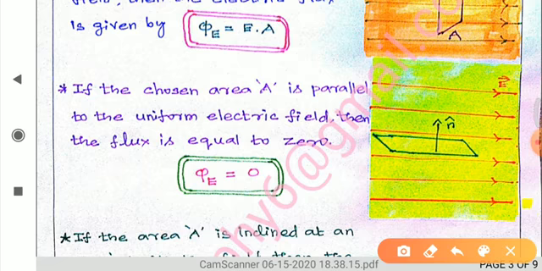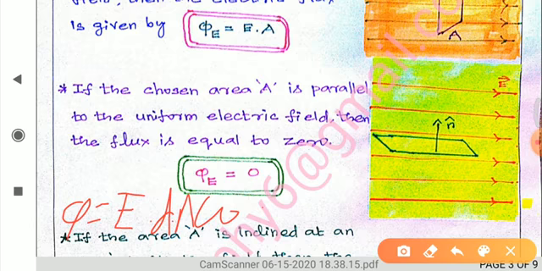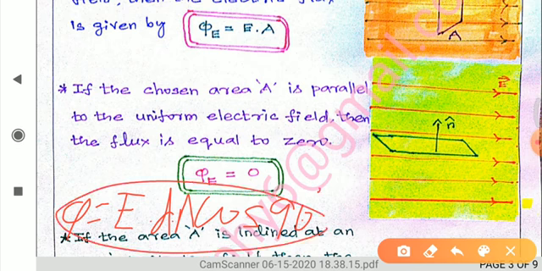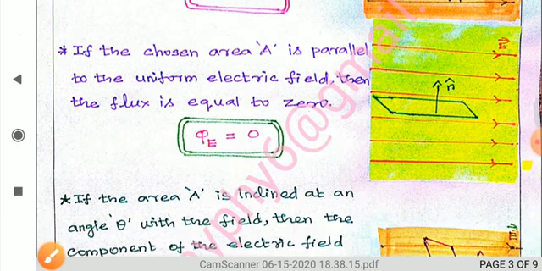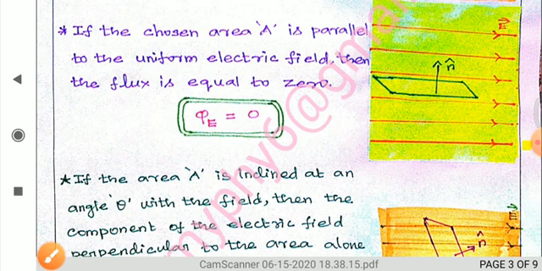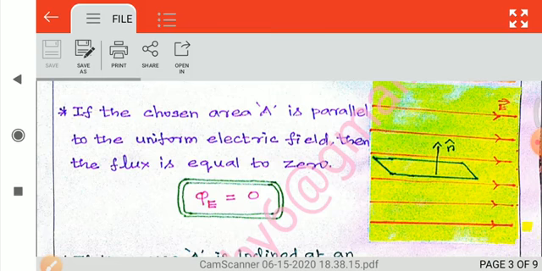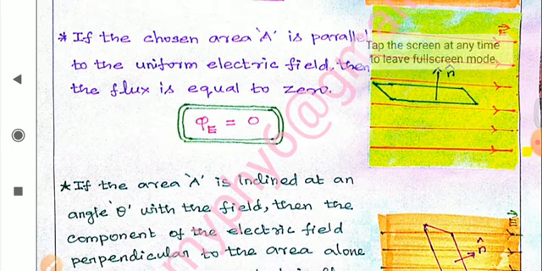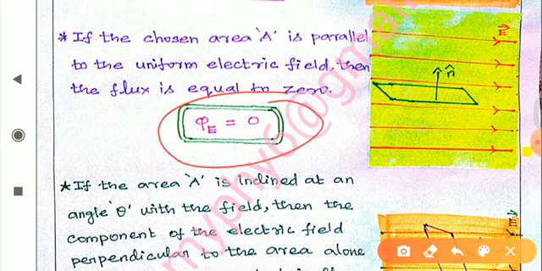Then what will be the value of flux? The flux formula is given by phi is equal to E dot dA cos theta. Here what is the value of theta? 90. Cos 90 is equal to what? 0. So anything multiplied by 0 is equal to 0. So the total flux for the chosen area, if it is parallel to the uniform electric field, then theta is equal to 90, and the flux value is 0.